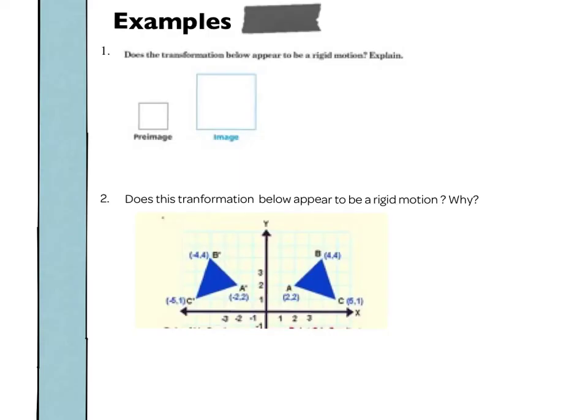So here's example 1. Does the transformation below appear to be a rigid motion? Explain. So what do you think? Look at the figures. Distance is preserved, but they're not congruent. So the answer is no.